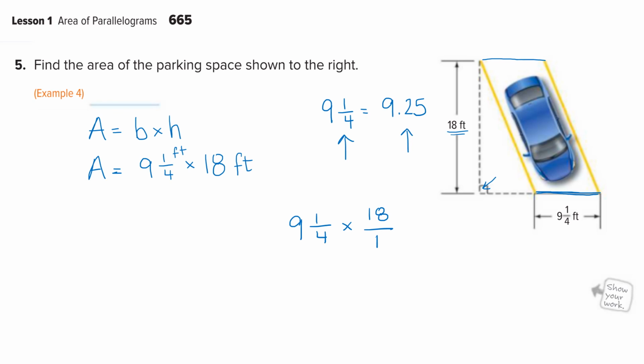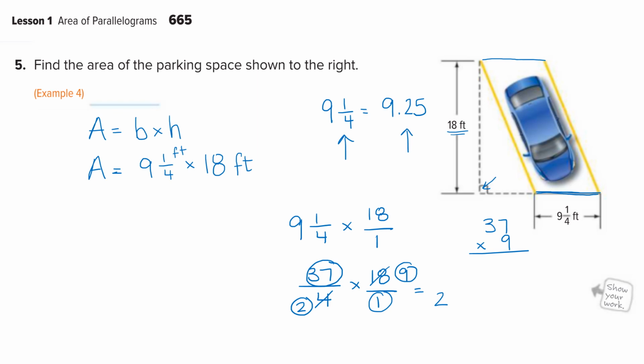4 times 9 is 36, plus 1 is 37. I can reduce. I'm going to divide by 2, which is 2. Divide by 2, which is 9. And then I have 2 times 1 is 2. And I'm going to do 37 times 9. You are more than welcome to use a calculator. 9 times 7 is 63. 9 times 3 is 27, 28, 29, 30.